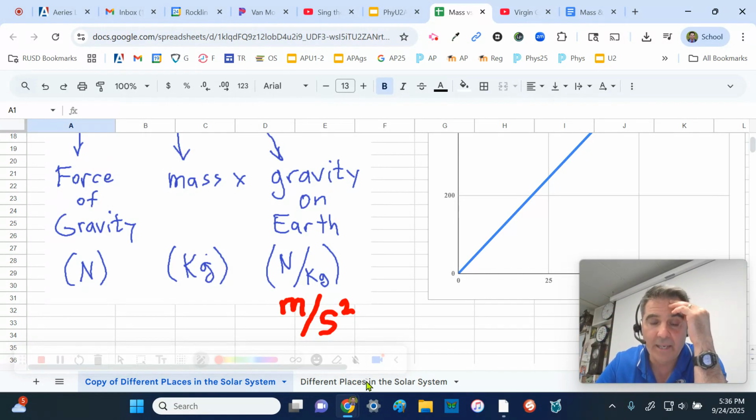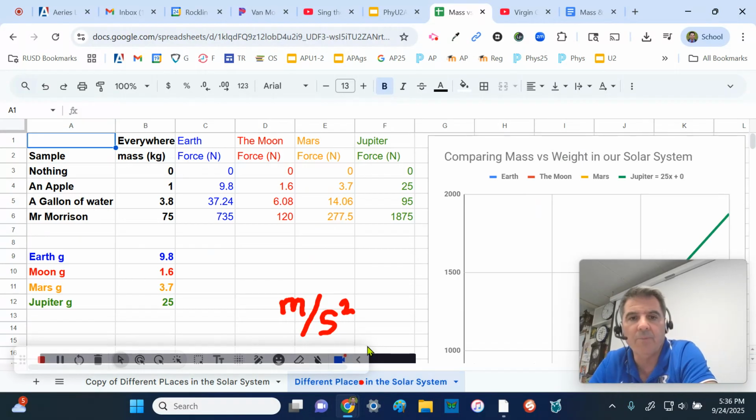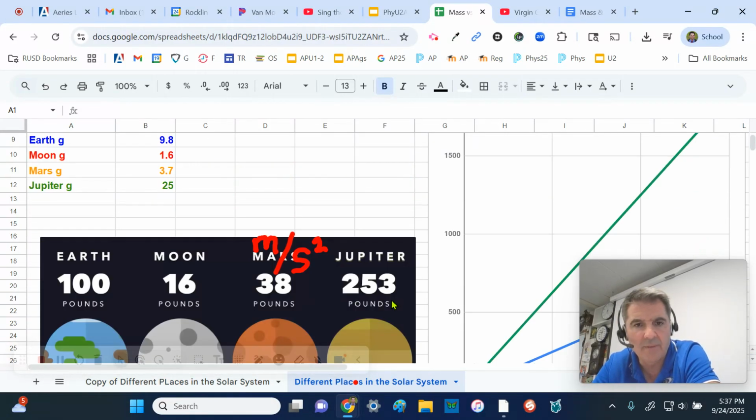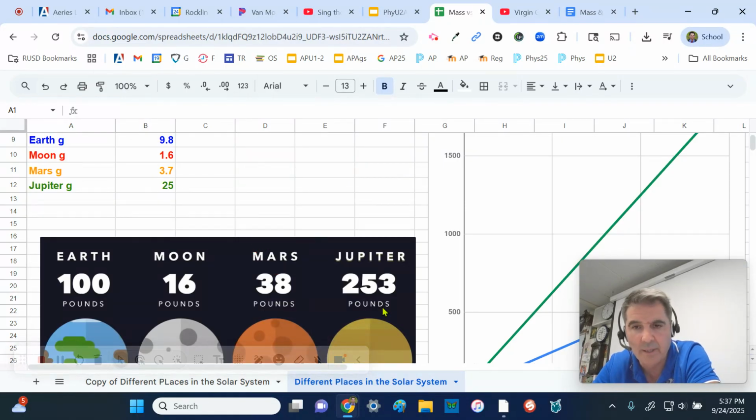So lastly, what about different places? And so I got to get rid of that again. So now we're going to go to different places. That's weird. It left it there. I'm going to get rid of that. They're all gone. I think they're all gone now.